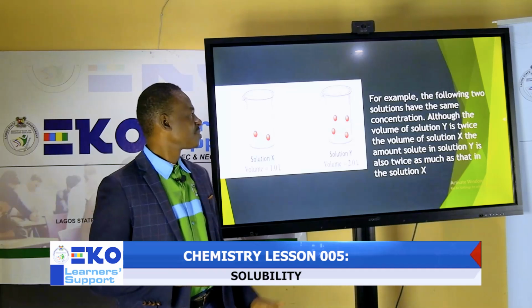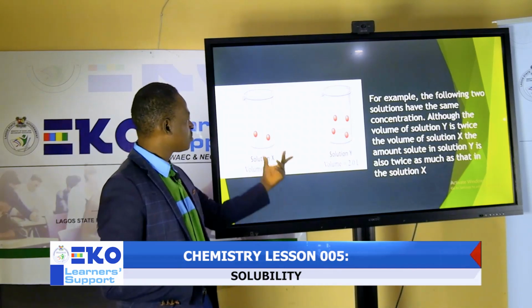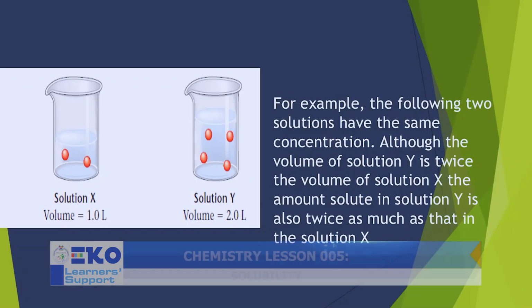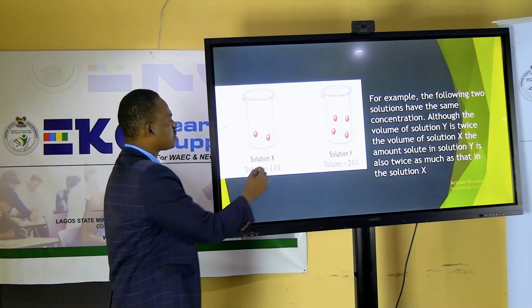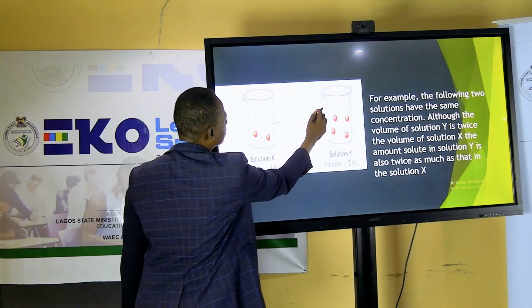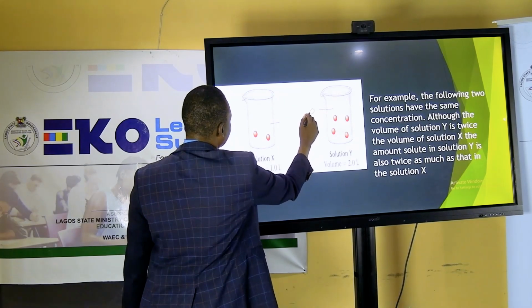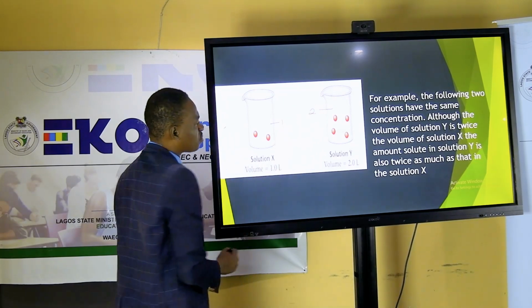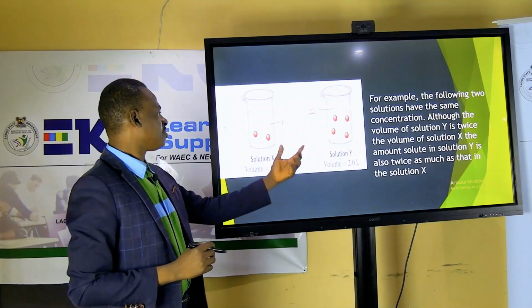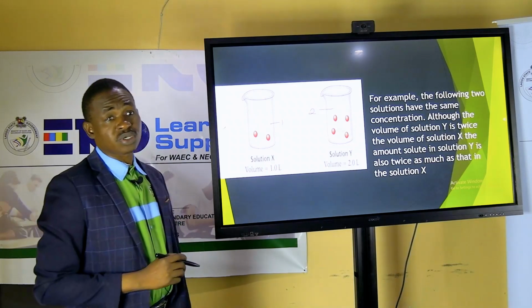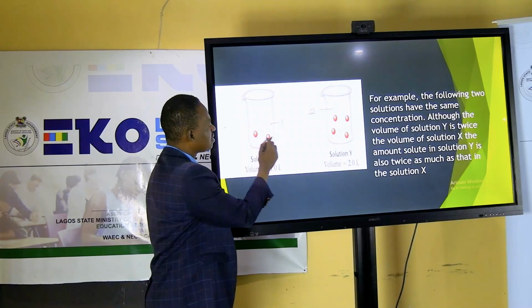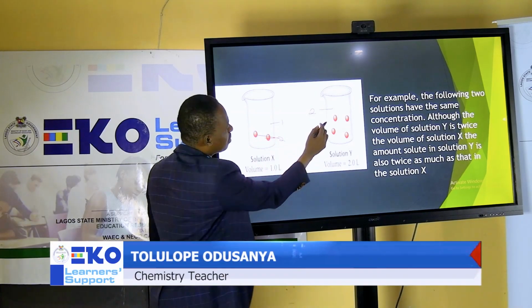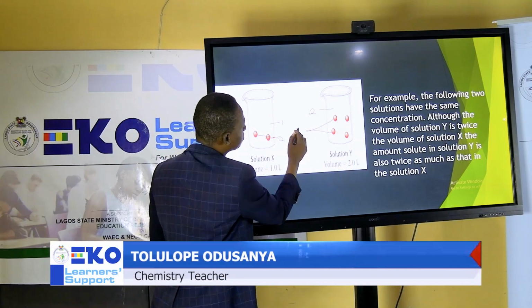So good. When you look at the board, you see two solutions of the same concentration in this particular case. But what do you notice about the volume? Yes, this is twice. So what do you notice about the amount of solute in the solution as well? You discover that this is 2. What happened here? Yes, this is 4.